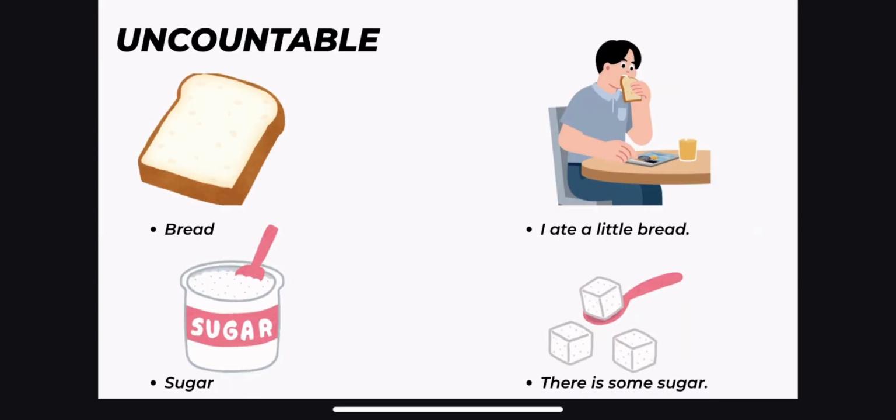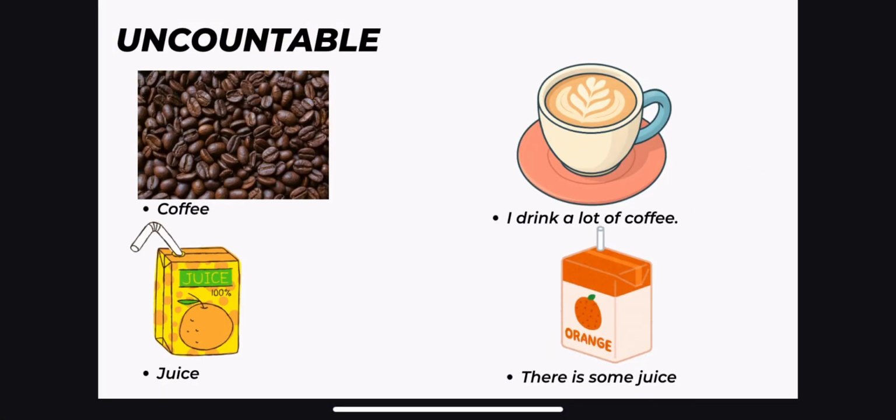This is bread and sugar. They are uncountable nouns. For example, I have a little bread and there is some sugar. This is coffee and juice. They are uncountable nouns. For example, I drink a lot of coffee and there is some juice.